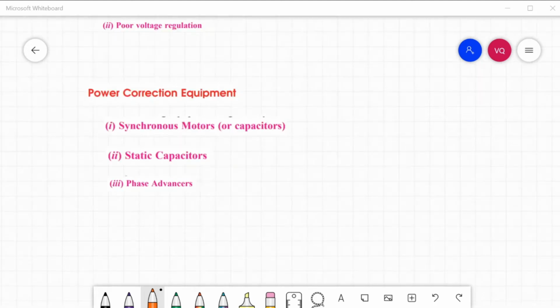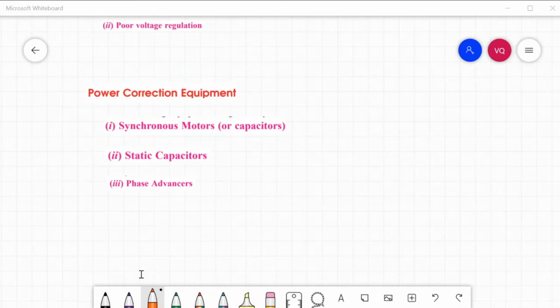The following equipment is generally used for improving or correcting the power factor. First one is the synchronous motors or the capacitors. These machines draw leading kVAR when they are overexcited and especially when they are running idle. They are employed for correcting the power factor in bulk and have the special advantage that the amount of correction can be varied by changing their excitation.